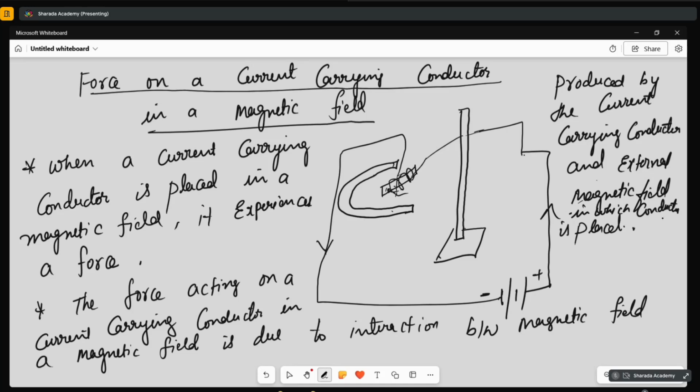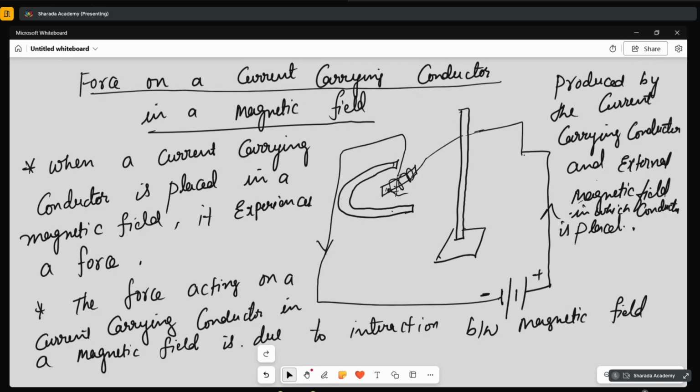In which the conductor is placed. In which direction the force is applied, we will know by Fleming's left hand rule. We'll study that next. We'll write a few things here first. So, when a current carrying conductor is kept in a magnetic field, what happens?